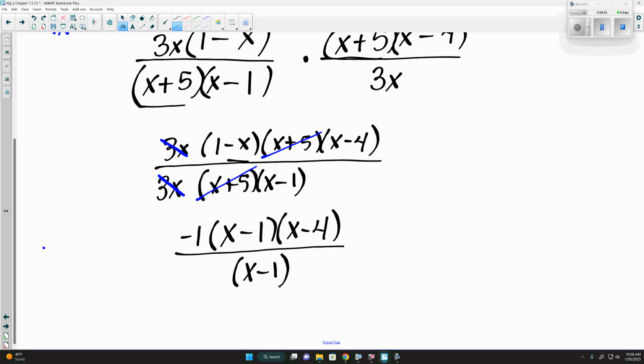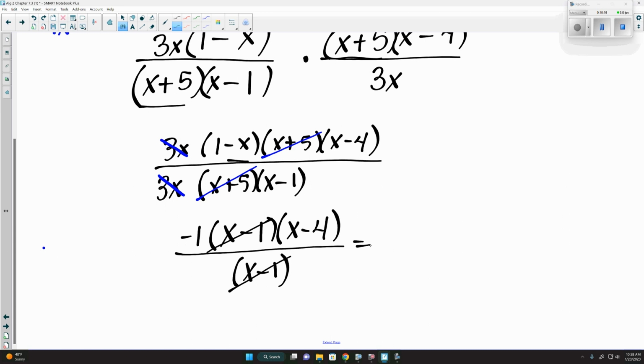Now, do they match? If both signs of one are opposite of both signs of the other, then we can pull that negative out and they're going to match. If it had been x plus 1, it doesn't work, because the plus 1 would become minus, but the x is now negative as well, so they don't match anymore.